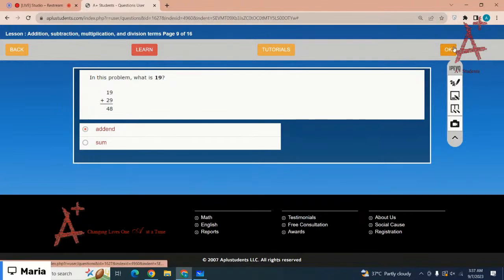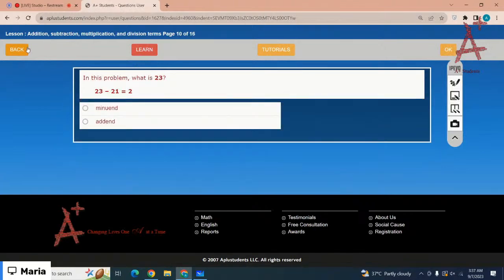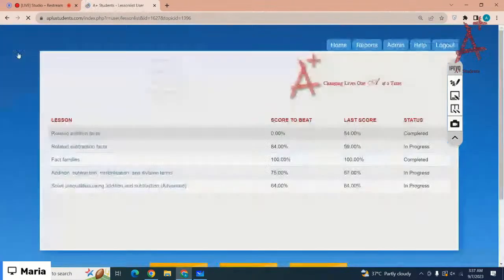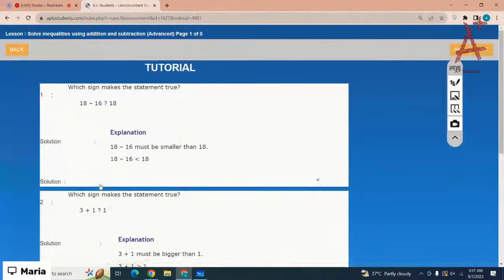Okay, you can complete the lesson by yourself later today. Let me just move on to the next lesson, and the next lesson is solve inequalities using addition and subtraction. Okay, which sign makes the statement true?